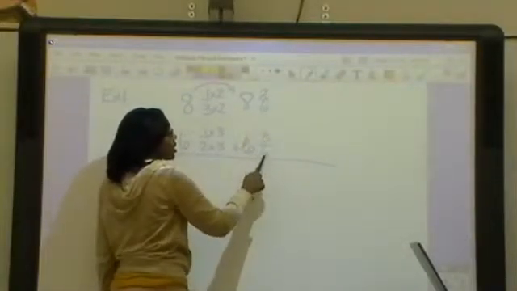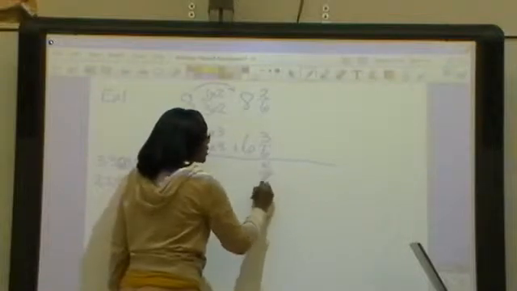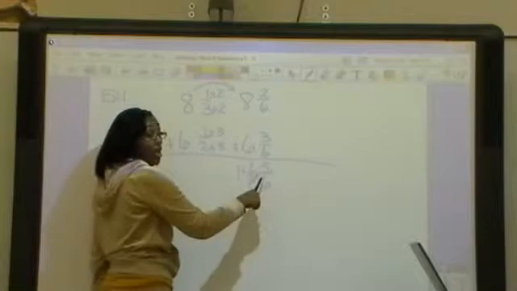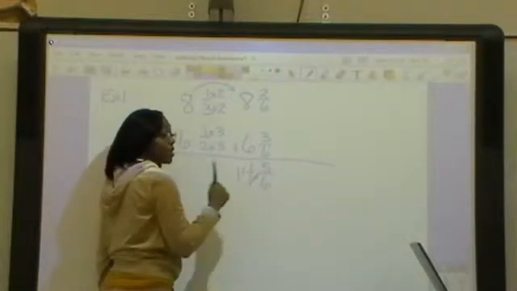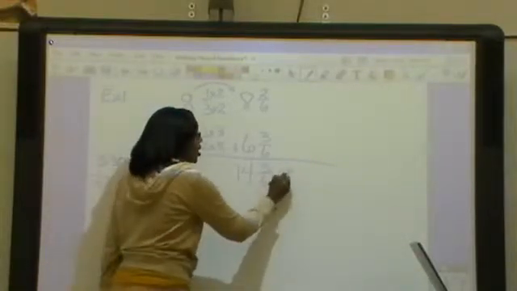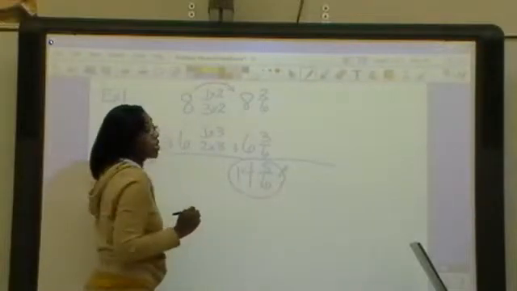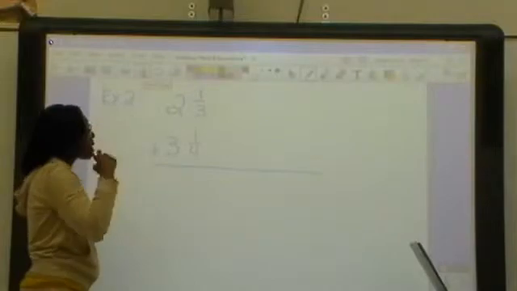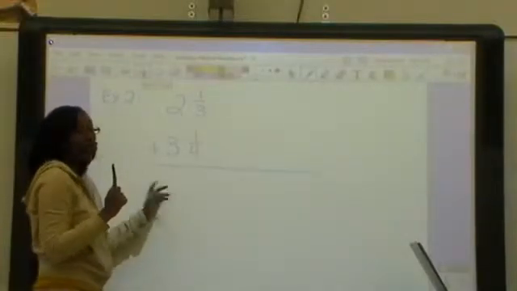2/6 plus 3/6 equals 5/6, and 8 plus 6 equals 14. I'm going to check to make sure my fraction is in its simplest form. It is, so here is my final answer. Let's do another one. So here's our next example. We have 2 1/3 plus 3 1/4.